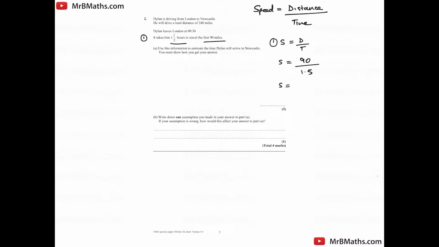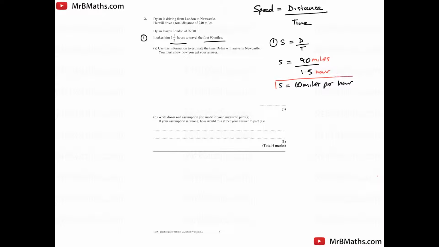You do not want to convert this into minutes, so you wouldn't want to do 90 over 90, so 90 minutes being an hour and a half, because that would give you a speed in miles per minute. So you want to keep this in miles, so this being miles, this being hour, and that divide sign there means per, miles per hour. Okay, there are certain situations where you do need to convert it into minutes or seconds, but not now. So that would give us 60 miles per hour.